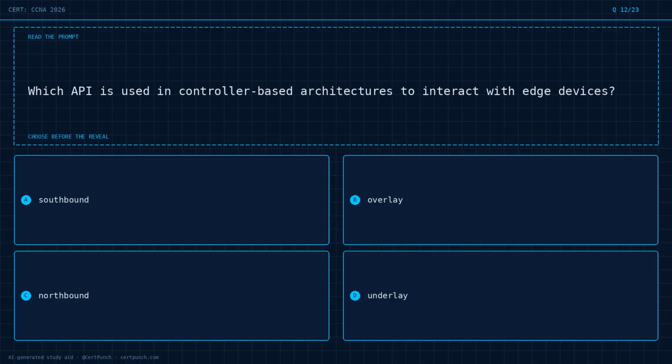Question 12 of 23. Which API is used in controller-based architectures to interact with edge devices? Option A, southbound. Option B, overlay. Option C, northbound. Option D, underlay. Make the call before the reveal. Hold the line on it. The answer is option A.